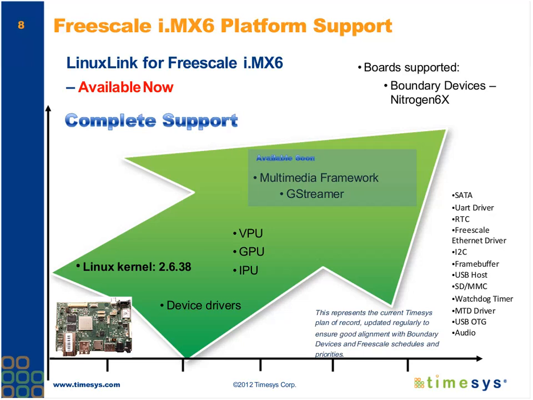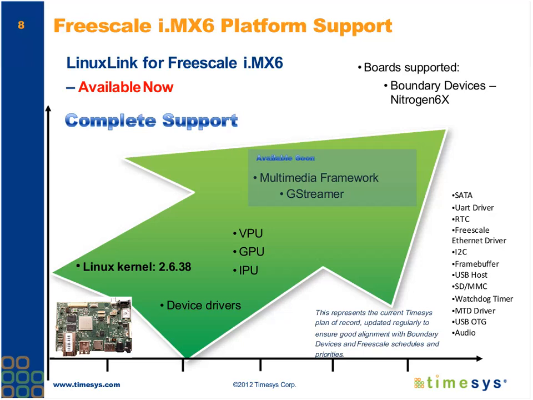The initial support is based on a 2.6.38 Linux kernel. We expect to have 3.x kernels in our LinuxLink system in the near future. But that initial support comes with a complete suite of device drivers that support not only system-on-chip peripherals, but also Nitrogen6X peripherals. So that includes SATA ports, Ethernet drivers, frame buffers, watchdog timers, USB, audio.